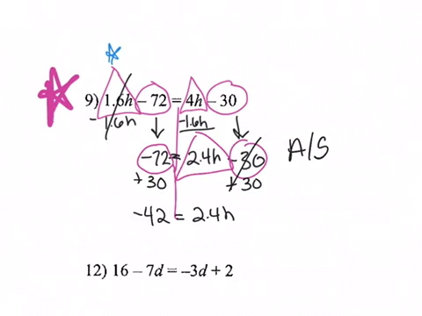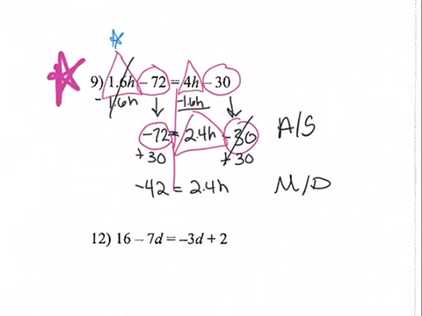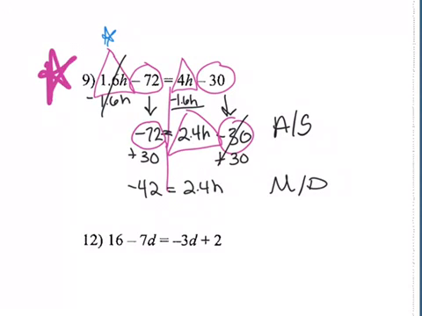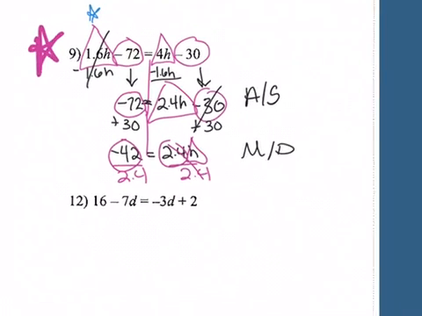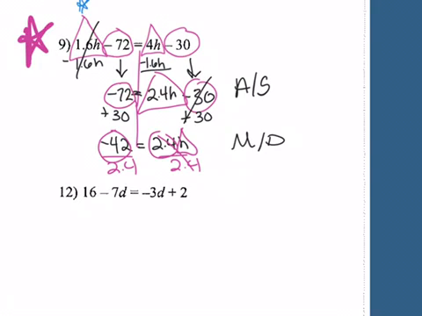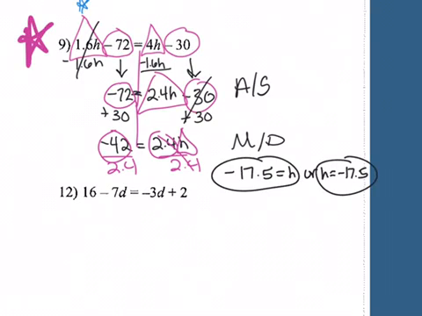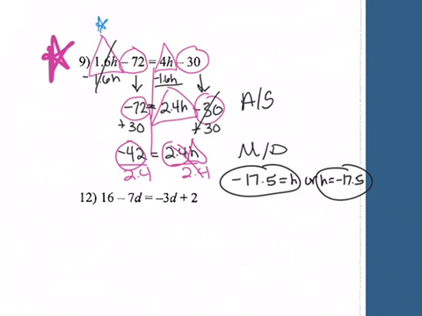Then I'm on my last step, which means I'm going to have to multiply or divide. Divide. Been dividing the whole day, pretty much. So I'm going to divide by 2.4. Negative 17.5. Good. Negative 17.5 when you divide negative 42 by 2.4.